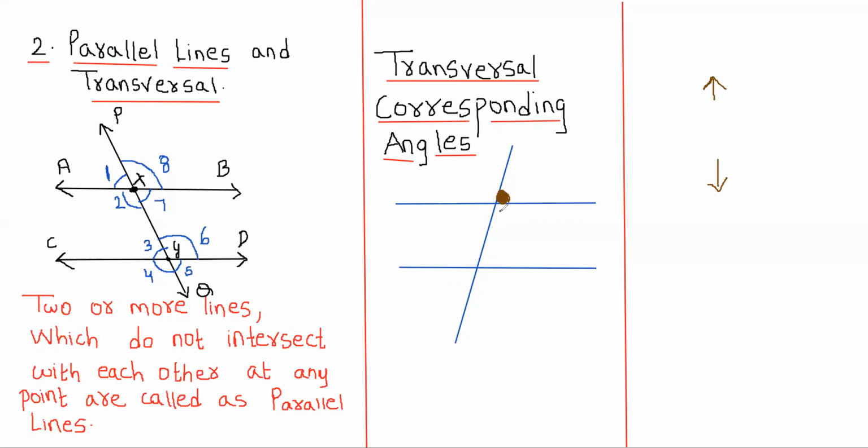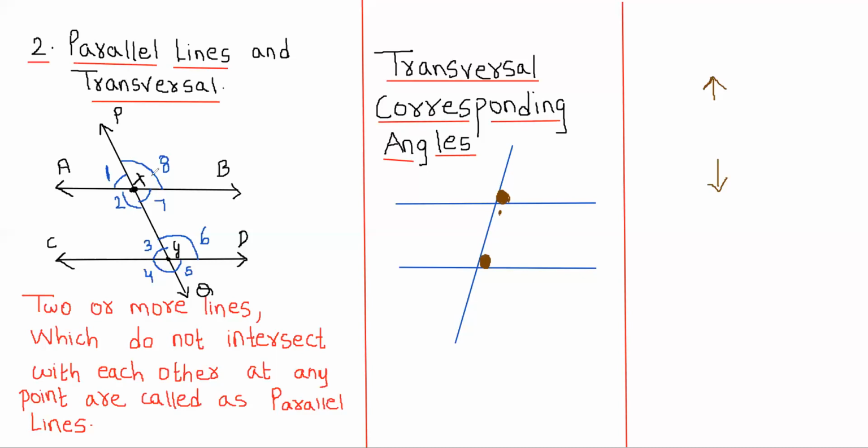So downward, this is the next adjacent angle. Don't take that adjacent angle, leave that angle, and the next one is the pair of corresponding angles. That means, what is a pair of corresponding angles? If we take one particular angle, we have to leave the adjacent angle and go for another one. So these two are a pair of corresponding angles.